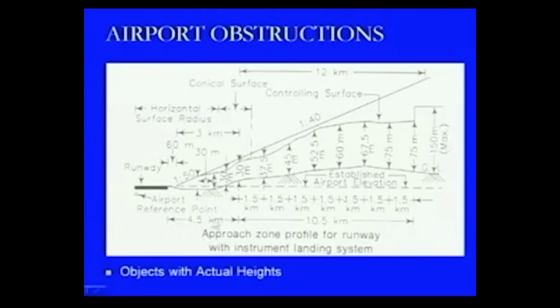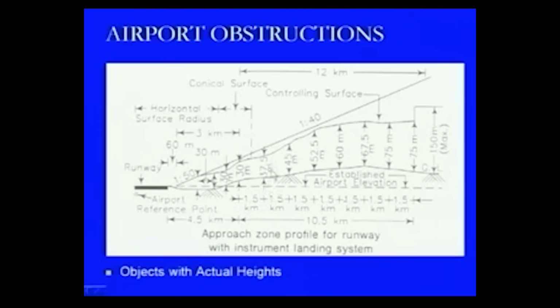If we go 4.5 kilometers away from the end of the runway strip, then this is what is being shown here, and this is the natural ground level. So, we take a height of 30 meters, and then this is what is defined, that this 30 meters should be there. So, this slope comes out to be 1:50. Then for every 1.5 kilometers, 7.5 meters will keep on adding.